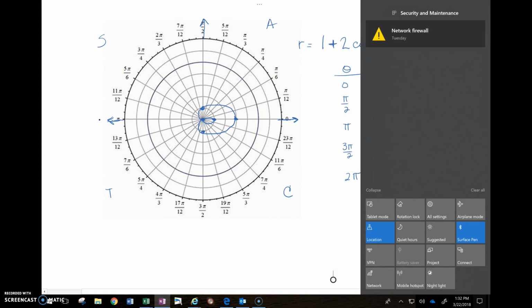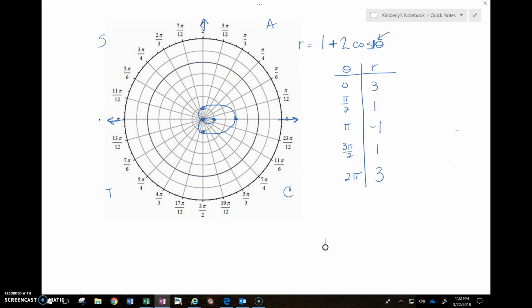Okay, go back, go away. It's not. Please collapse, go away. There. Sorry, guys. So 0 to 2 pi will give you the complete curve.